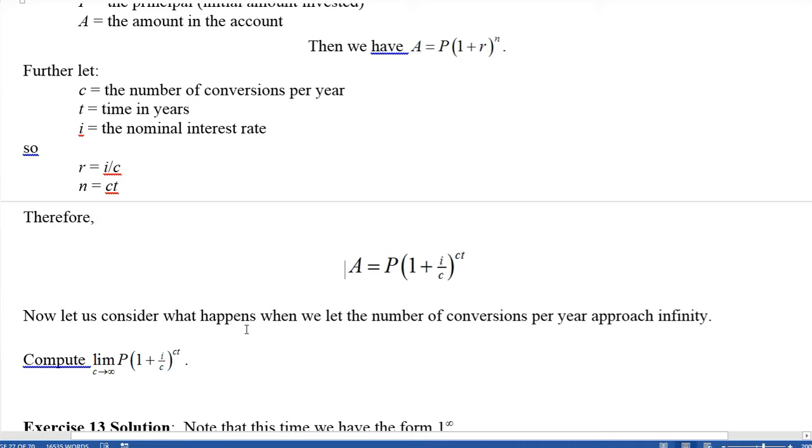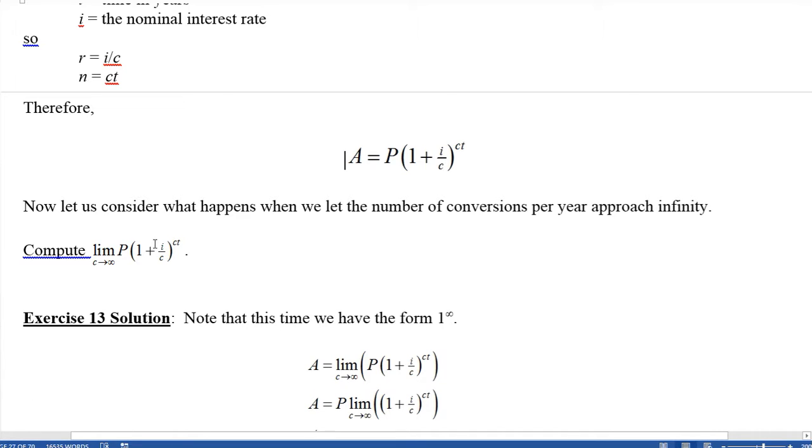Now, let's see what happens when we take this and we let the number of conversions approach infinity. So you could let C be 1, that's compounding every year, and you could let C be 12, that would be every month, and C equals 52, that's every week, and then C equals 365, that's every day, and then you could do it every hour, every minute, every second, every nanosecond, just getting closer, with bigger and bigger C's so that you're compounding more and more often. And the limit of this ought to be what we mean by something compounded continuously.